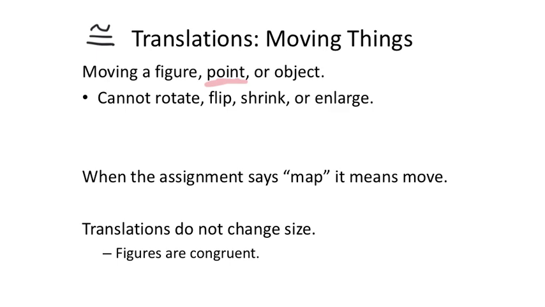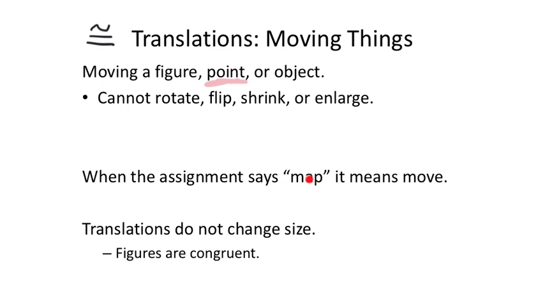So if you translate a figure, meaning you're just going to move it, you haven't changed the size, and you've got the same shape, all the same side lengths, all the same angles, which means that you have a new shape, but it's a shape that is exactly the same as the original one. It's just moved.